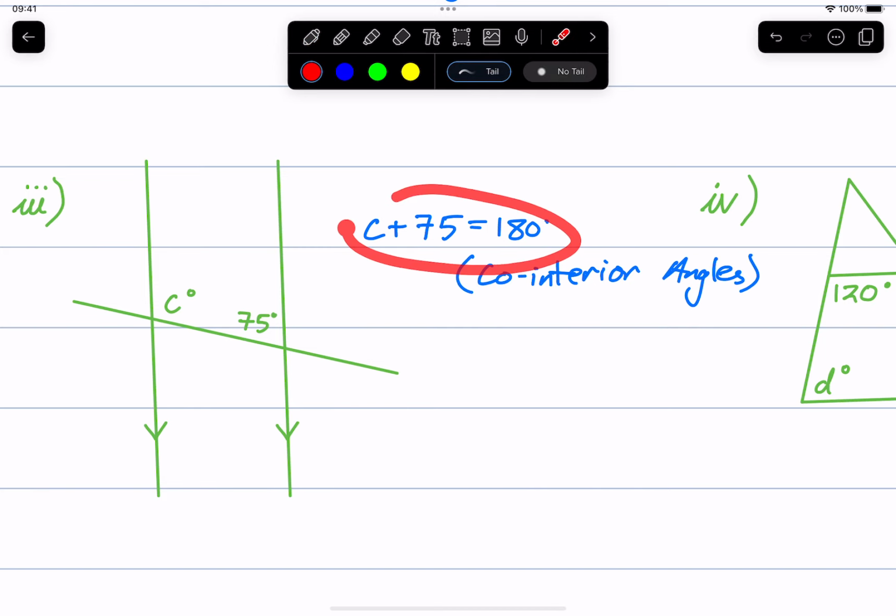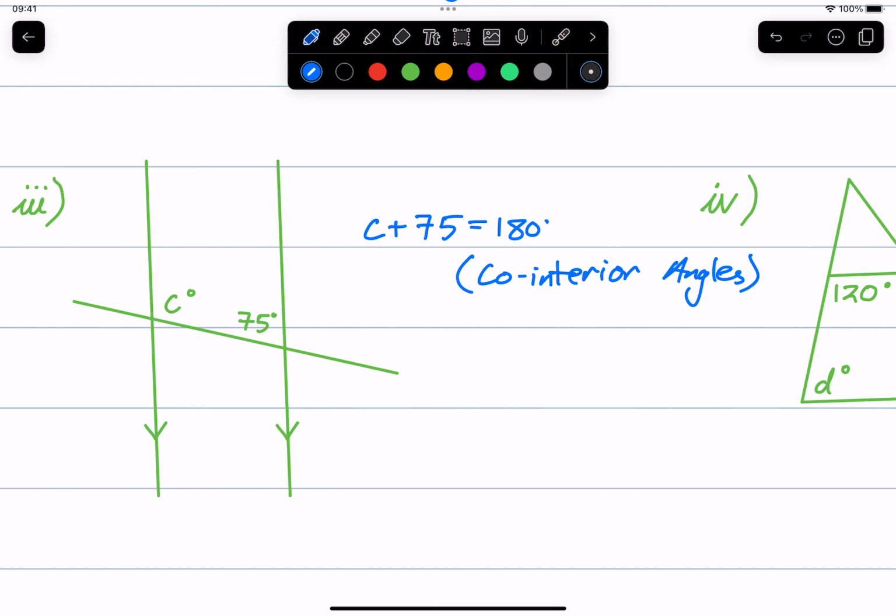But we're not finished because we actually want to figure out what C is equal to. Well, for this, we need to subtract 75 from both sides. Or you can just try and figure out the missing number here. But C is equal to, 180 take away 75 is 105 degrees. So C must equal 105.